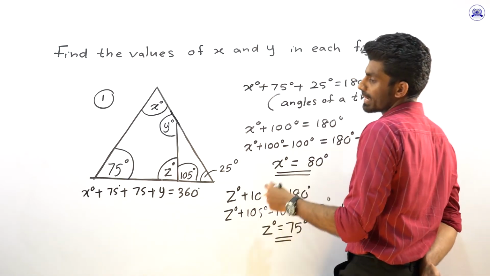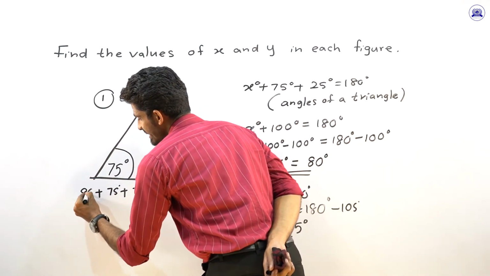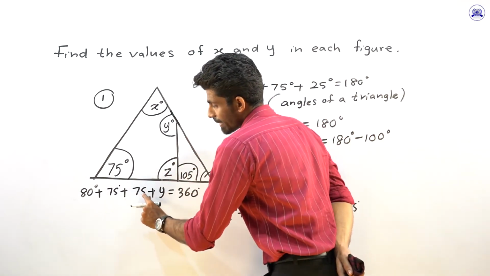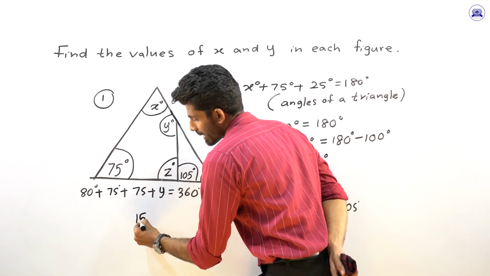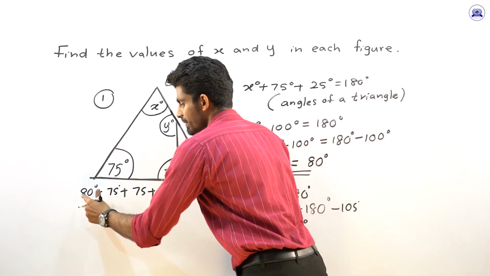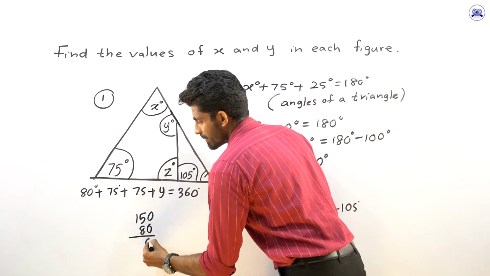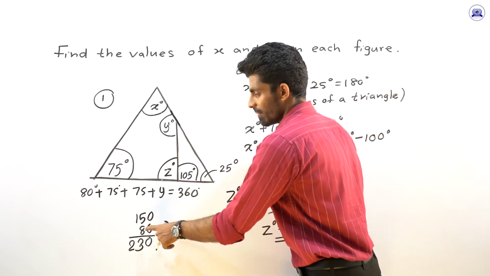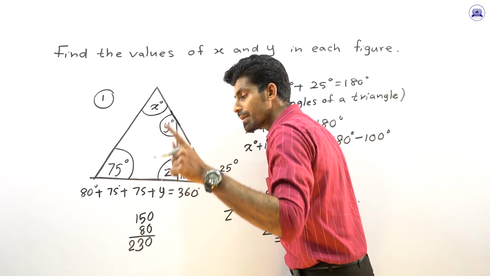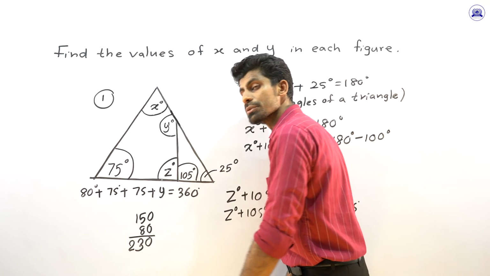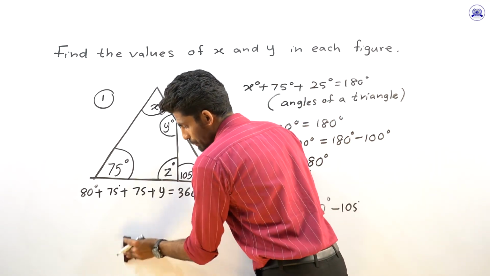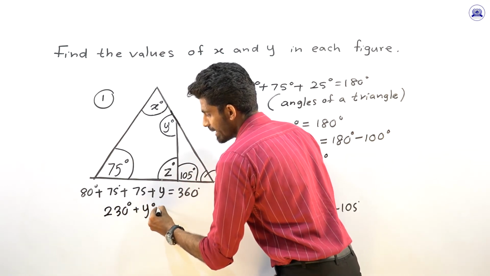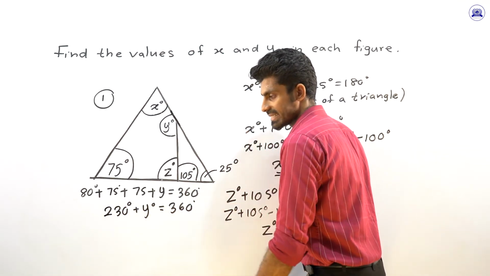Instead of x, I can write down the answer 80. 75 plus 75, 150. 150 plus 80, so 230. 5 plus 8, 13, remaining 1 plus that 1 equals 2, 230. So 230 plus y equals 360.